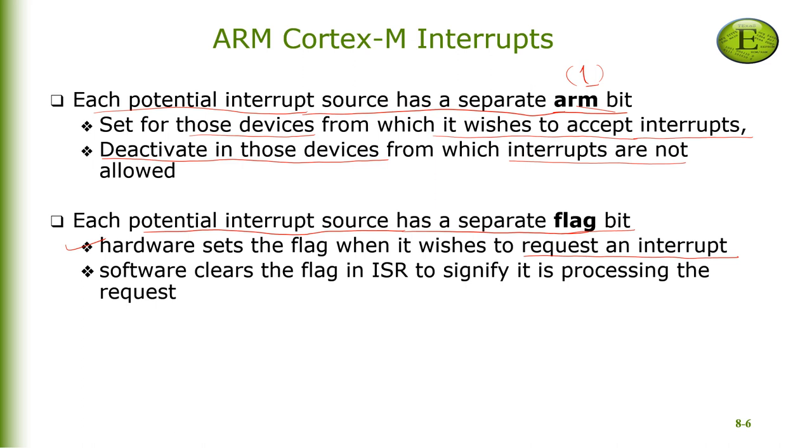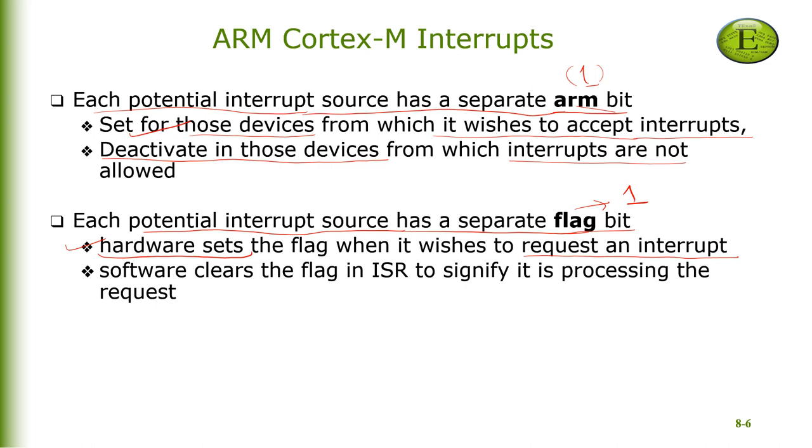So if the ARM bit is set and the device can interrupt the microprocessor, then if the interrupt does occur, there is hardware support that the programmer does not need to care about as such. The hardware is going to set the flag bit automatically, that is, set it equal to 1. So the flag bit is set to 1 the moment the interrupt is generated.